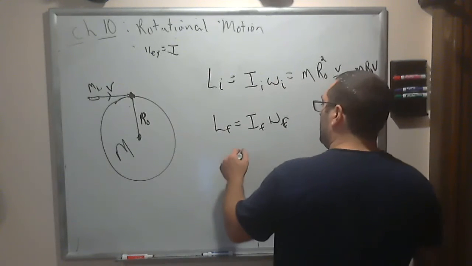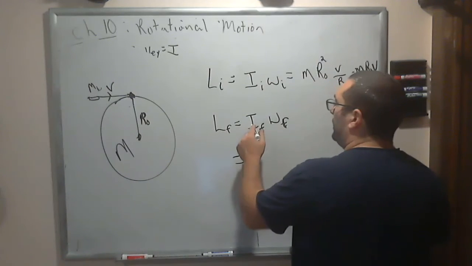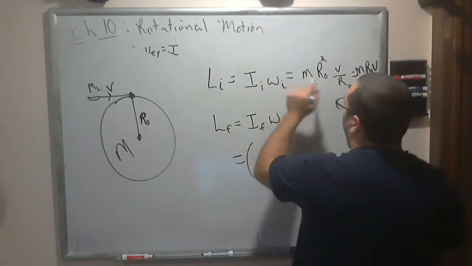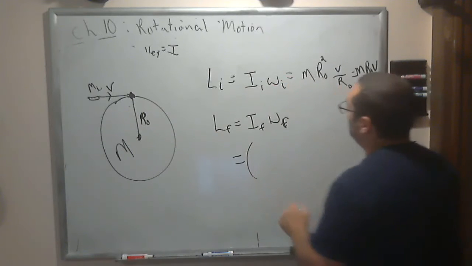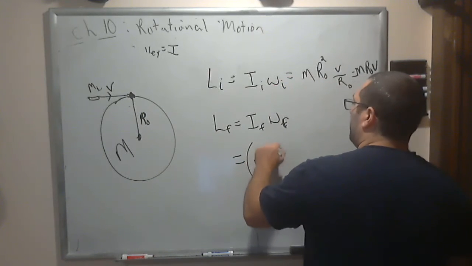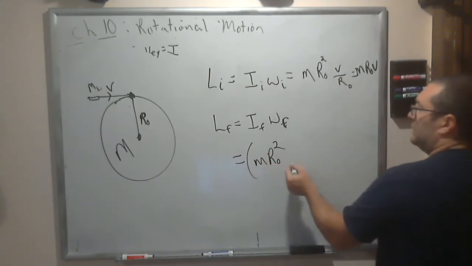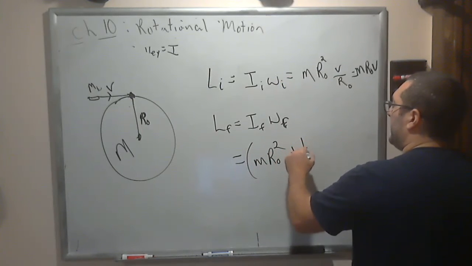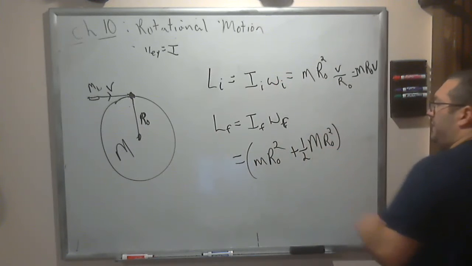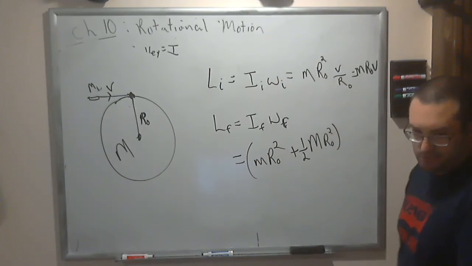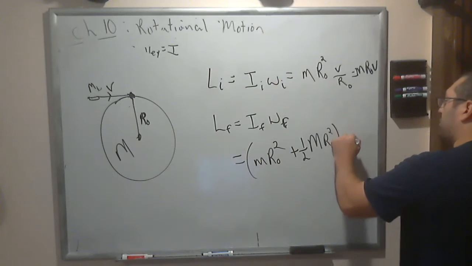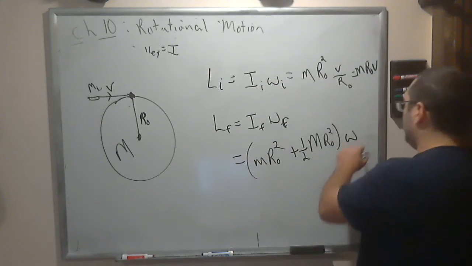So really, the moment of inertia is two terms, one from the pulley and one from the mass itself. So we have the bullet term, plus 1/2 large M r naught squared. That's the pulley term, and they're both multiplied by omega final.